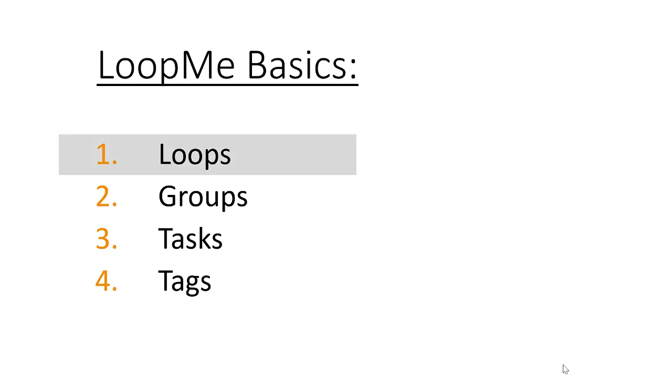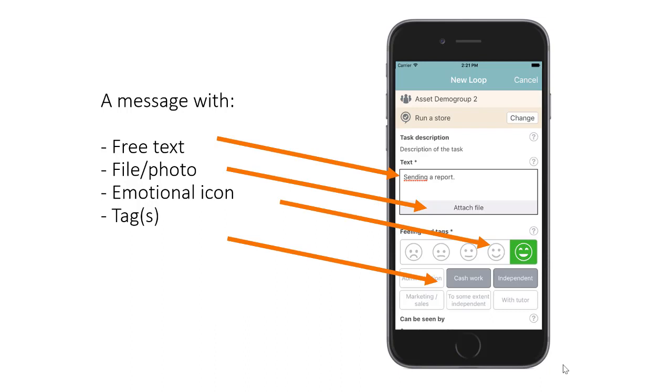LoopMe consists of loops, groups, tasks, and tags. And first we will talk about what is a loop. A loop is a message with some free text, with the possibility to attach a file or a photo, with the possibility to choose an emotional icon, and with the possibility to attach one or more tags, which could be something that illustrates what has happened.